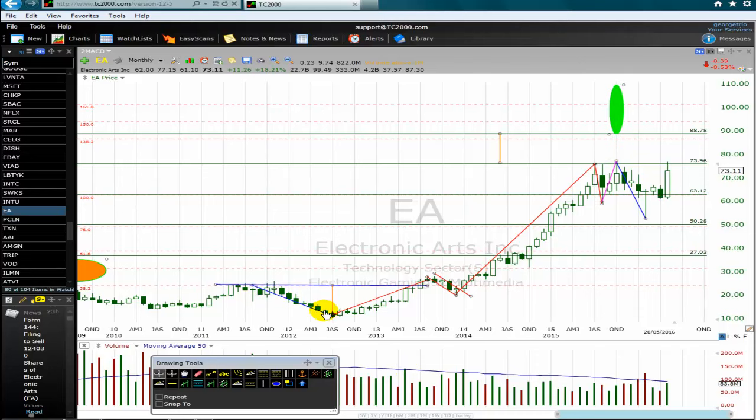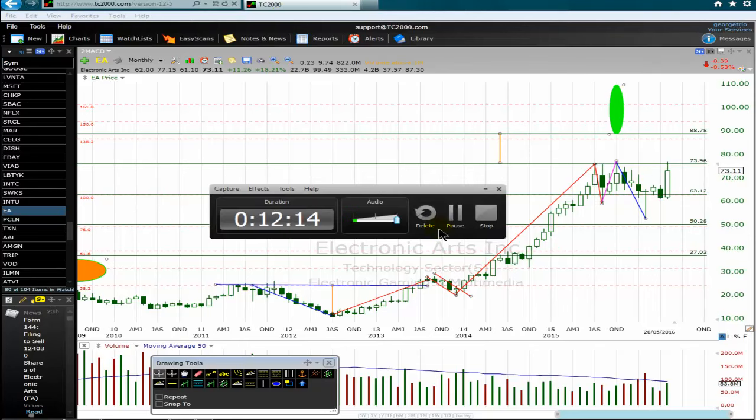Now let's go back to the cup and handle chart pattern. I'm not going to go into the theory of the cup and handle chart pattern. If you want to learn more about it, seriously, go to www.stochastic-macd.com and click on cup and handle chart pattern. I recommend traders check it out at stochastic-macd.com.